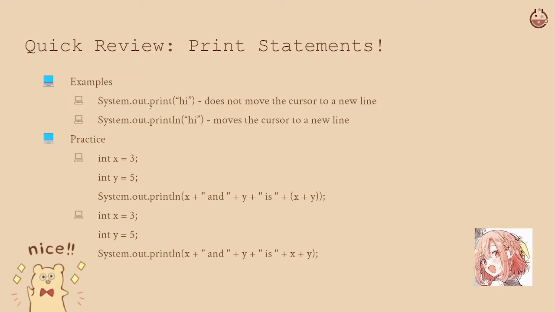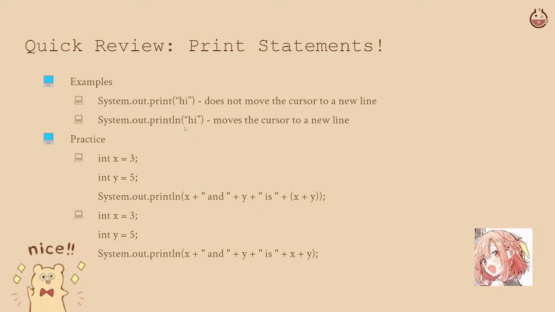In Java, there are multiple types of print statements, but these are the main two you will probably encounter. Print does not automatically move the next print statement to the next line after you do that line, which is a little annoying. So they've made system.out.println, or println, which automatically moves the cursor to a new line.